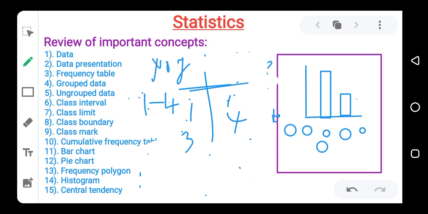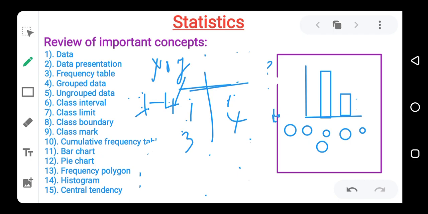Now, the class interval has 2 components. We have the lower class interval and the upper class interval. Like this one that is 1 to 4. The first one is called the lower class interval, and the second one is called the upper class interval.